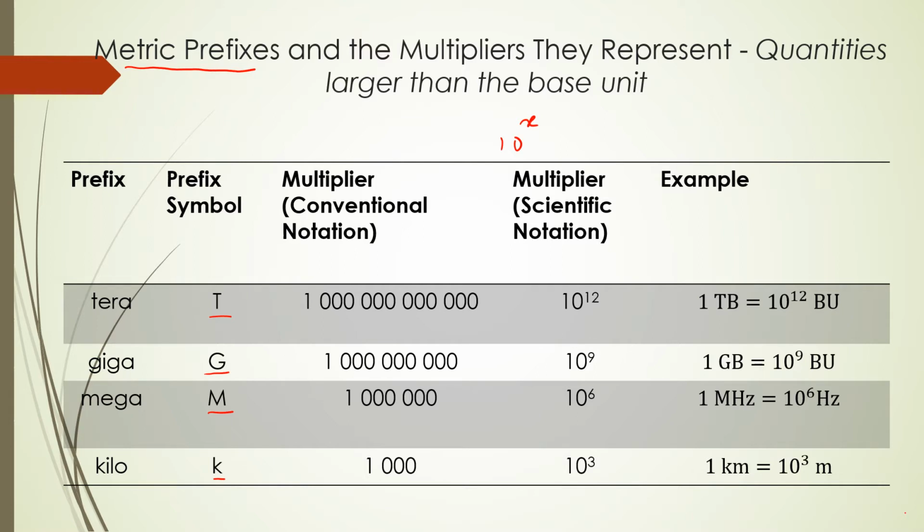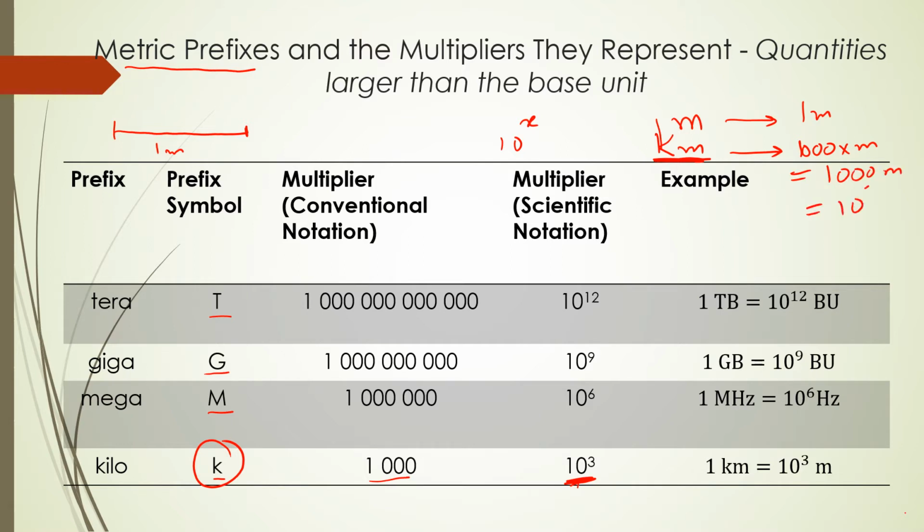So what does that mean? For example, the unit of length in the metric system is the meter. Imagine that this is 1 meter. Now if I put a prefix k in front of meter, my unit is kilometer. So what's the meaning of kilometer? Kilo is the prefix and the value of kilo is 1000, or 10 to the 3. This 10 to the 3 acts as a multiplier, so it gets multiplied by the meter. So a kilometer is 1000 meters, or 10 to the 3 meters.